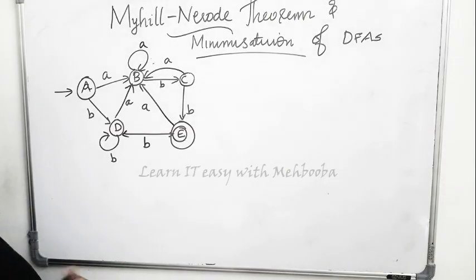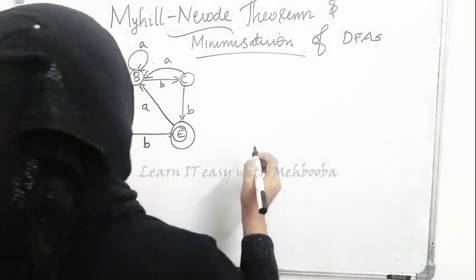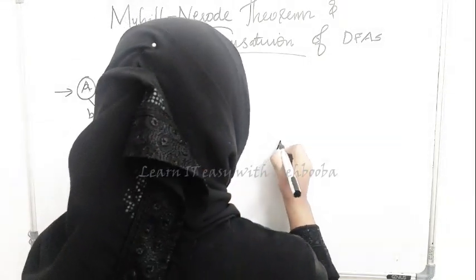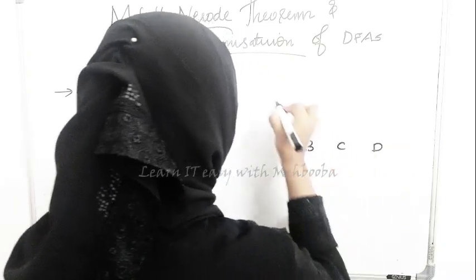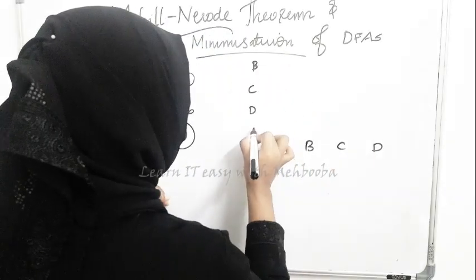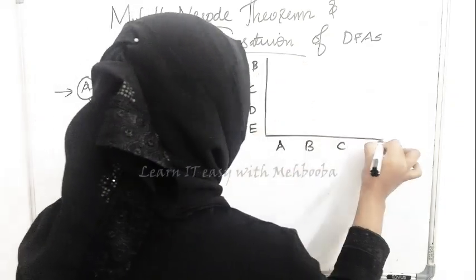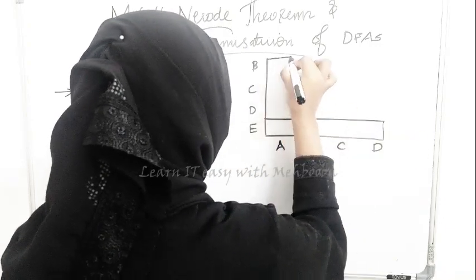So here is our next question for minimization. Again we will draw the table first. So A, B, C, D, E are the states. So I'll draw A, B, C and D in the horizontal axis, and B, C, D and E in the vertical axis, as I have told you earlier. So this is how we can draw this.